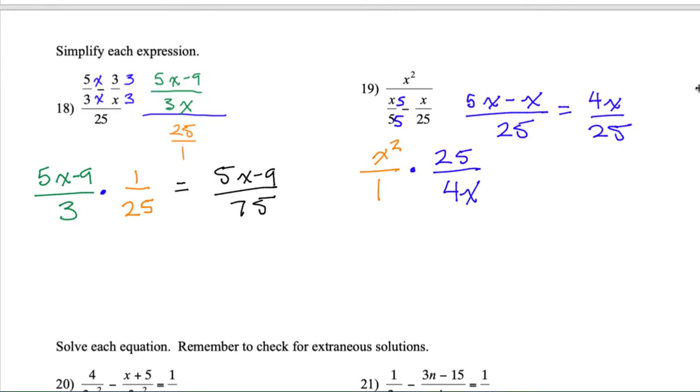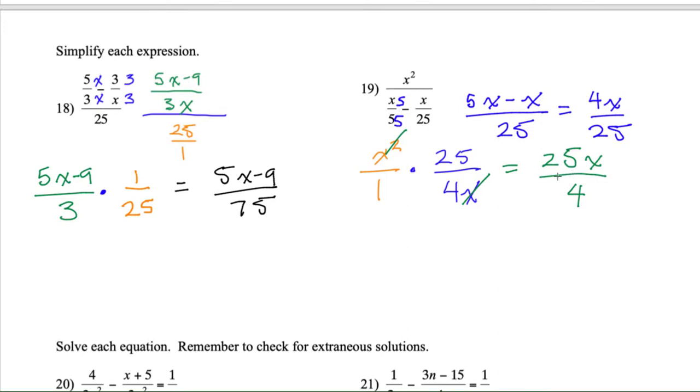Notice that there's an x right here, and there's an x right here. So I'm going to cancel those out, and the x's cancel out. Let me do that. And I'm left with 25x over 4. And that is as far as I can simplify it.